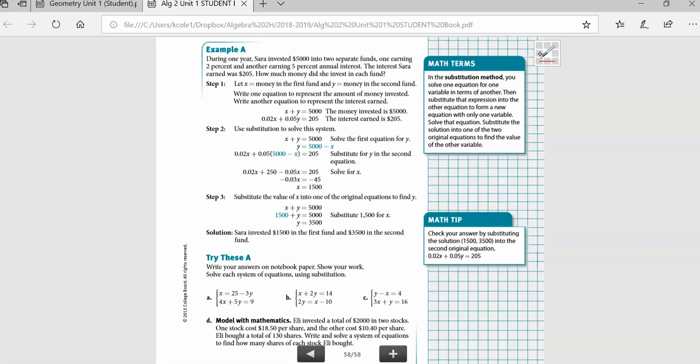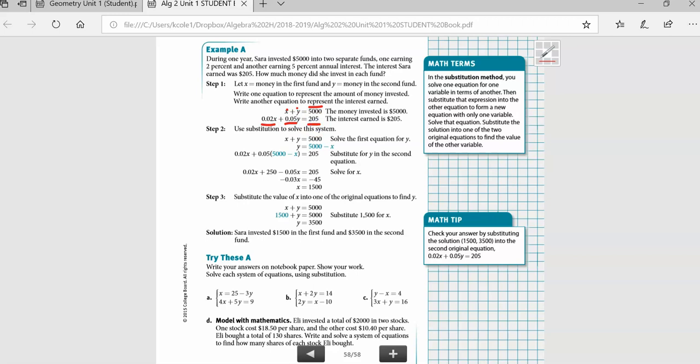Step 1, let X represent the money in the first fund and Y the money in the second fund. So, you write your equations out. She knows that both funds are going to total $5,000. And then she's got her interest rates. So 2%, 5%, that's the total money that she got in interest.